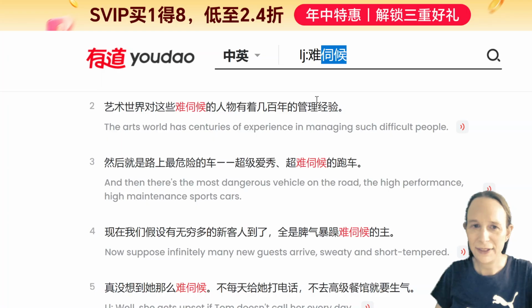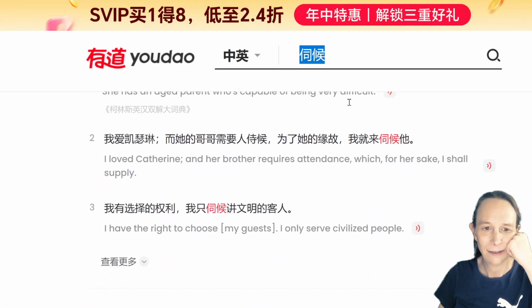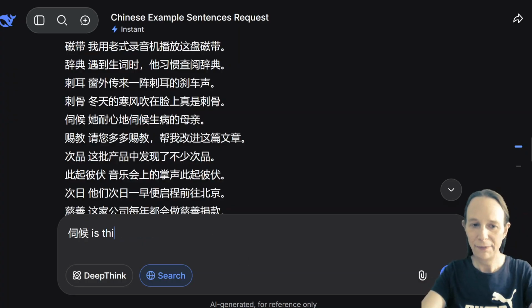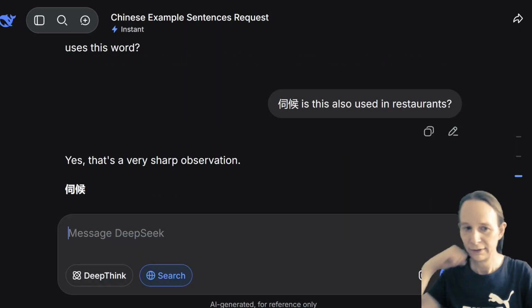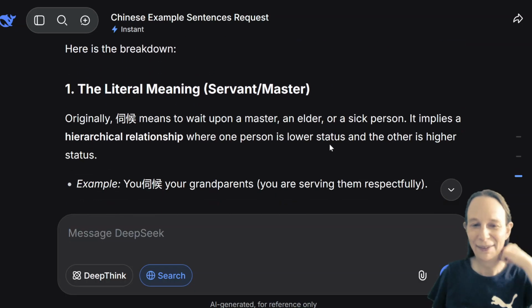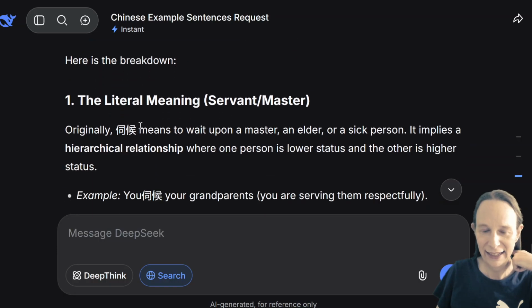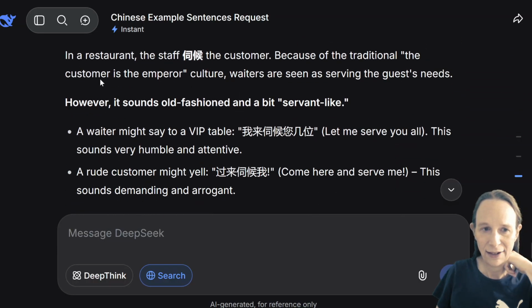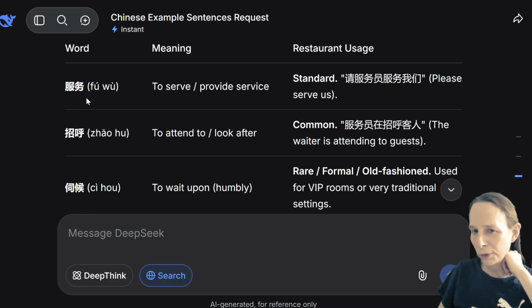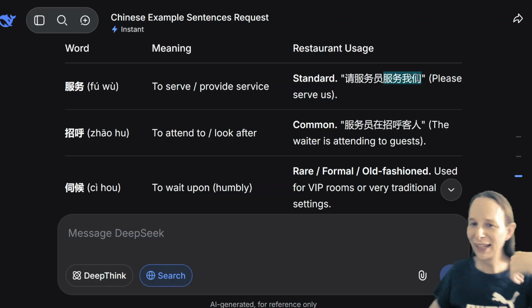I think you use it in restaurants as well, though. So let's ask here. Is this also used in restaurants? Very sharp observation. No, I just vaguely remember. I mean, it doesn't come up. Originally, yes. 伺候, 交互, 服务. But 服务, can you use 服务我们? Really? Can you really say this? 服务我们?